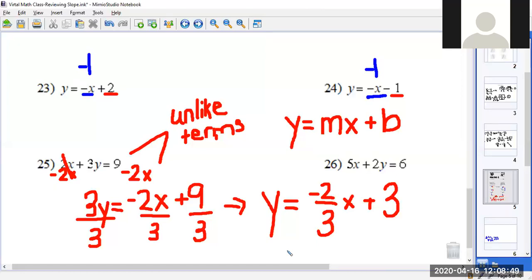You said which number? I couldn't hear you. Which number is my slope? Yours keep breaking up. What number is the slope? Okay. The negative 2 over 3? Yes, sir.